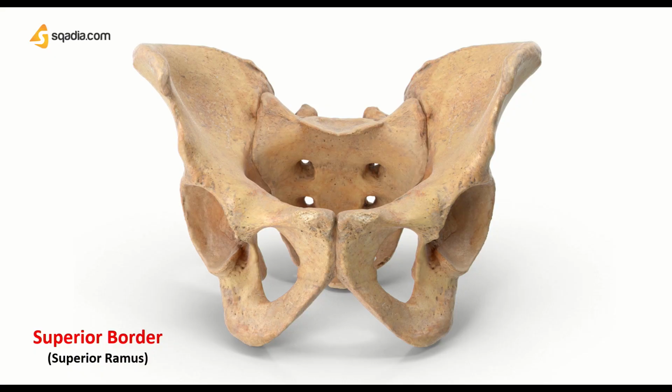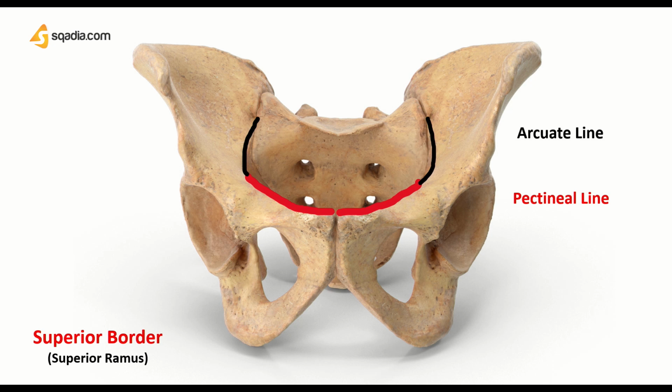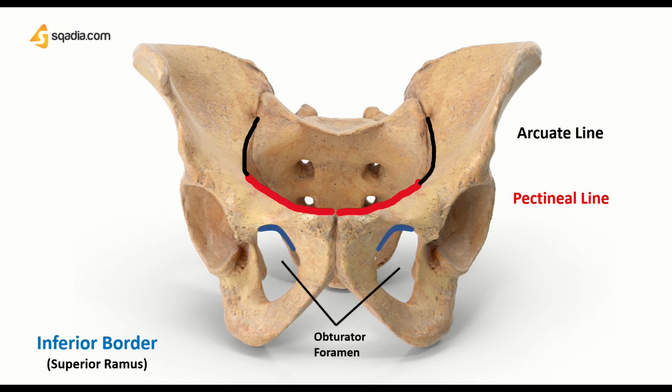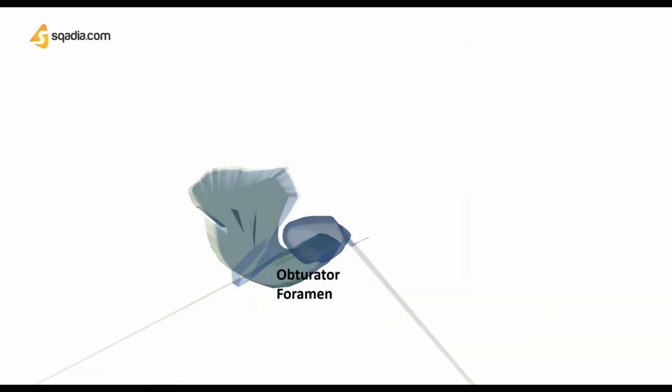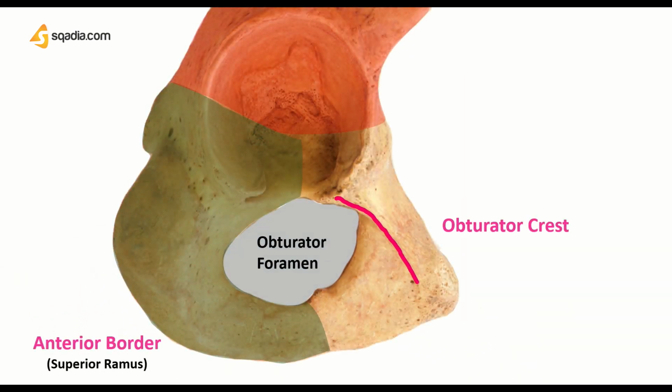Now coming to the handle-like portion of the pubis, which is the ramus of the pubis. It has three borders and three surfaces. The superior border is also known as the pectineal line, as shown here. It forms the pubic part of the arcuate line that we've already discussed. The inferior border is quite sharp and forms the upper margin of the obturator foramen. The anterior border is called the obturator crest, as shown here.